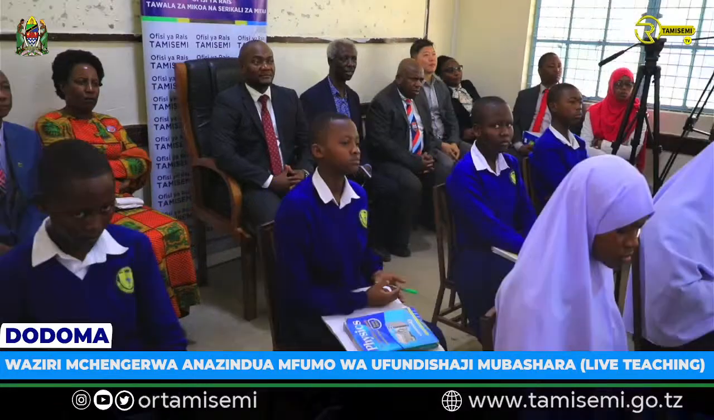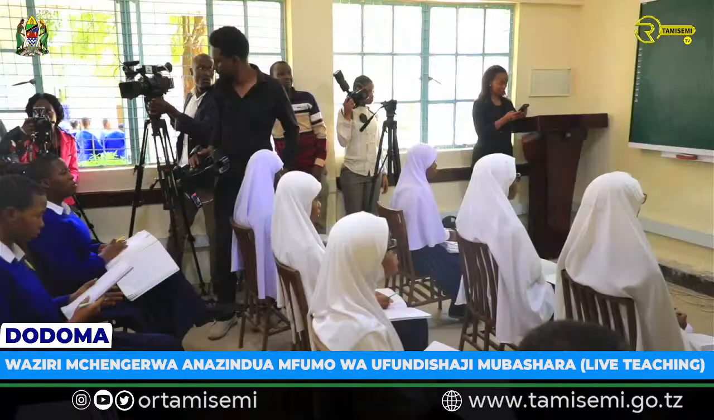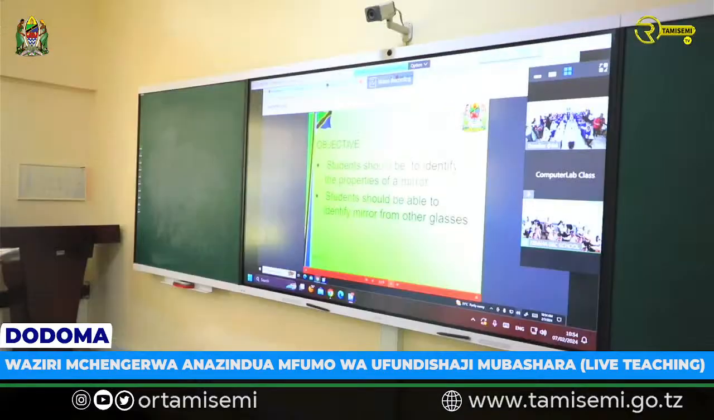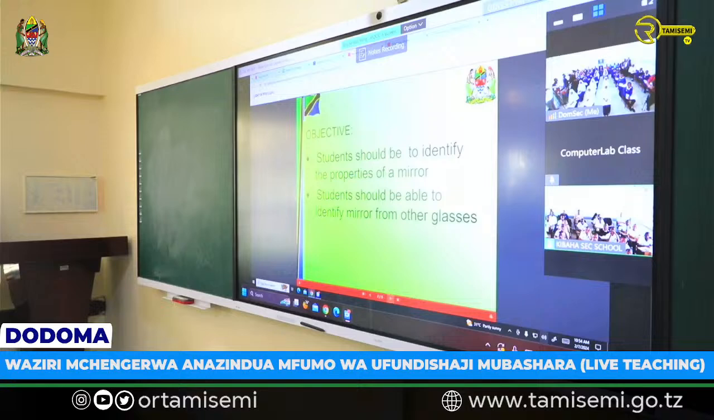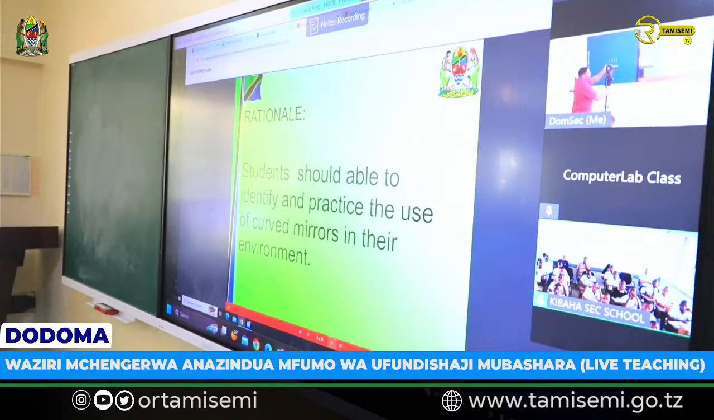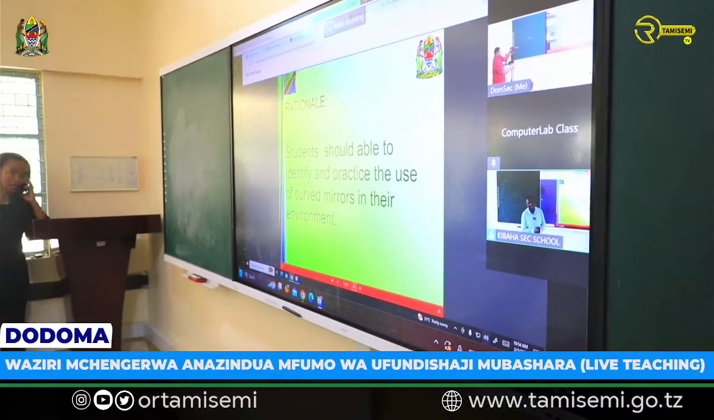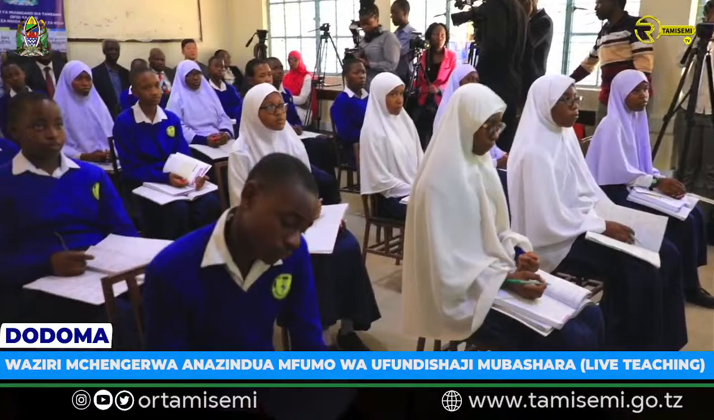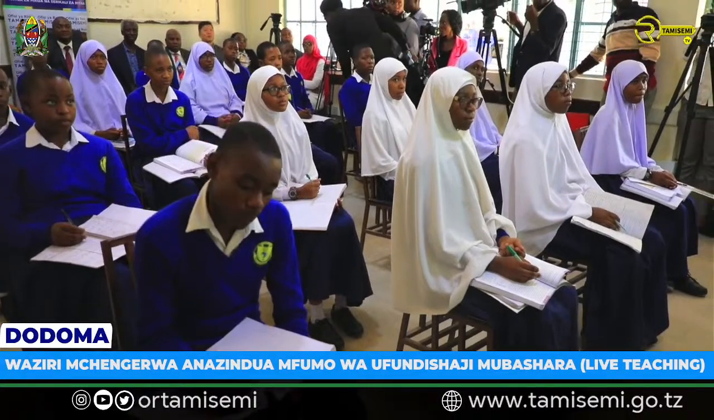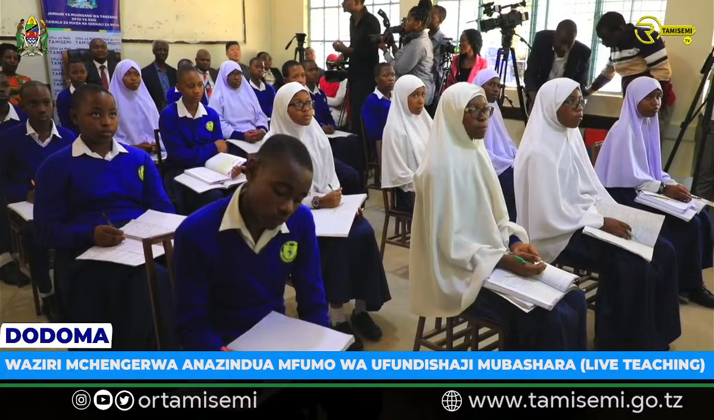The objective is that the students should be able to identify the properties of a mirror, and also the students should be able to identify a mirror from other glasses, because not all glasses are mirrors. We have also the rationale for the lesson, which means that students will be able to identify and practice the use of curved mirror in their environment. We are trying to integrate learning in the classroom with the external environment. If you move around like a student after learning, you should be able to know that this is a case whereby we can use a curved mirror, and this is a case where we can use a plain mirror.